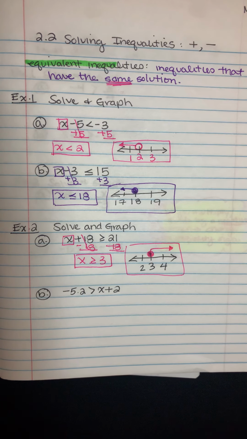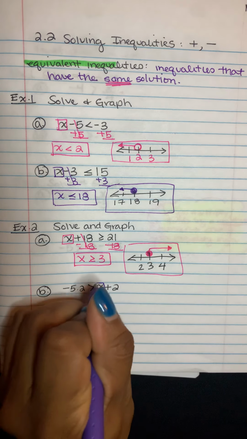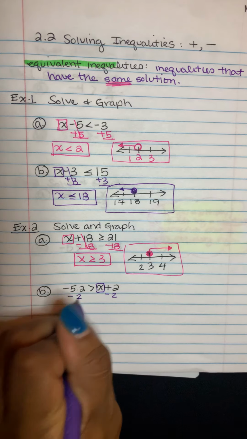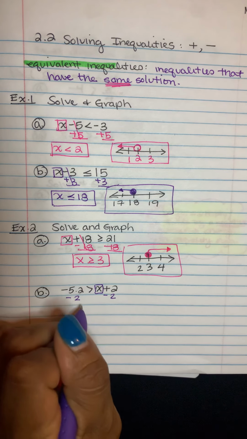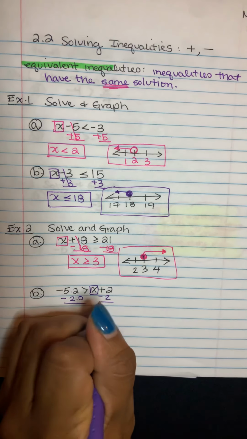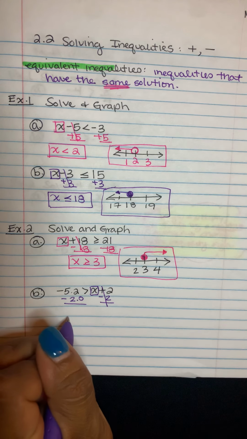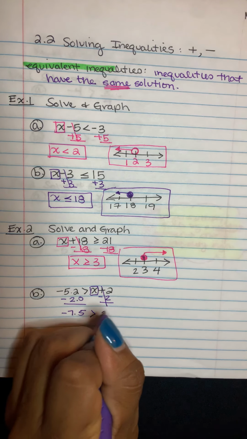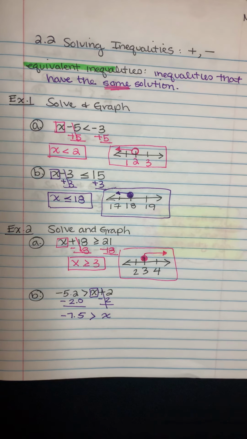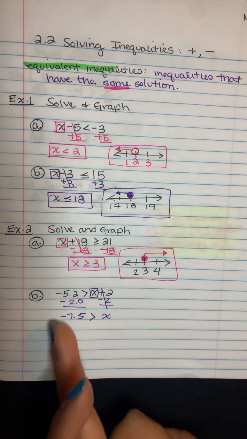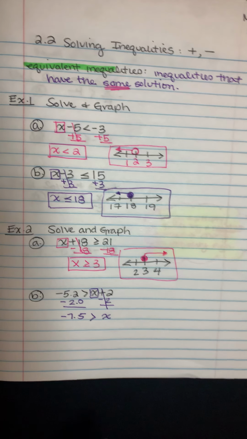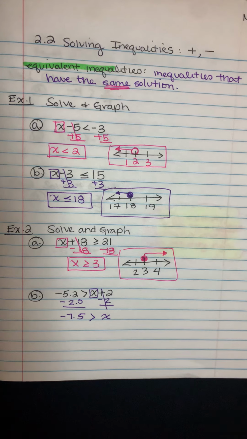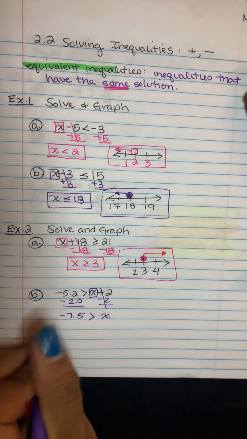Very nice. Okay, let's throw in some decimals. Isolate your variable. Let's get rid of this 2. You can call it 2.0. And we're adding 2 negative numbers, so it's -7.5 is greater than our variable x. Now, some of you can graph it that way if you know how to read it. But we're used to the variable on the left-hand side, so I'm actually going to switch this.